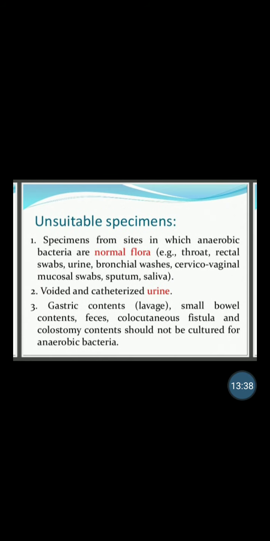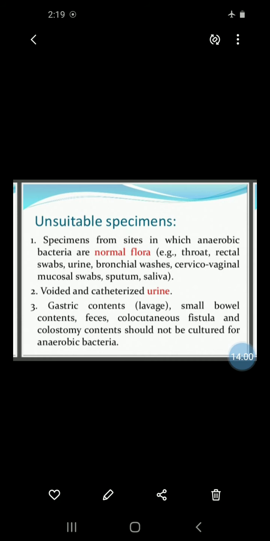Here, unsuitable specimens. First, specimens from sites in which anaerobic bacteria are normal flora. For example, throat, rectal swab, then urine, bronchial washes, then cervico-vaginal mucosal swab, and sputum and saliva. Then voided and catheterized urine, gastric content, small bowel content, feces and colostomy content should not be cultured for anaerobic bacteria.